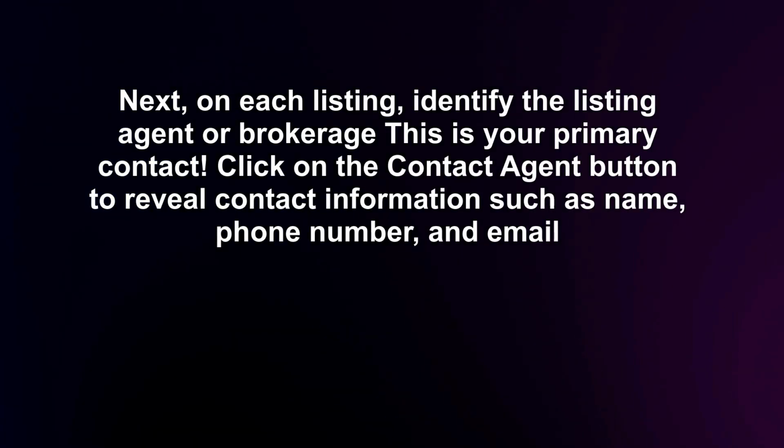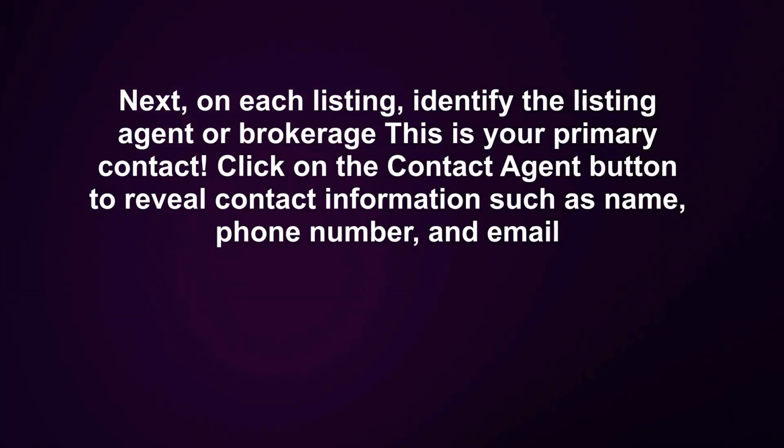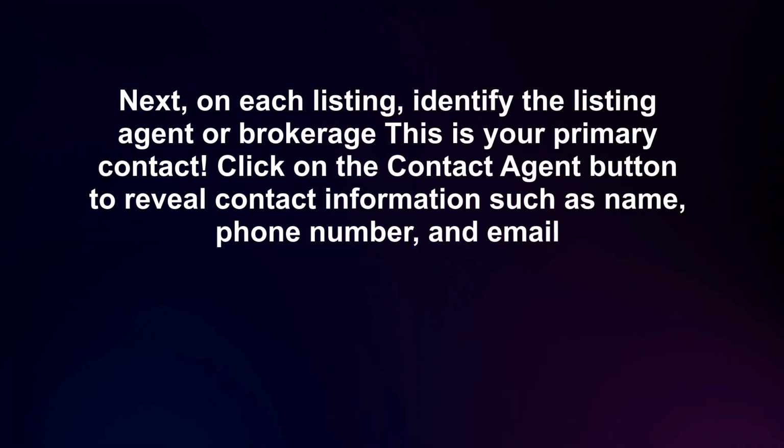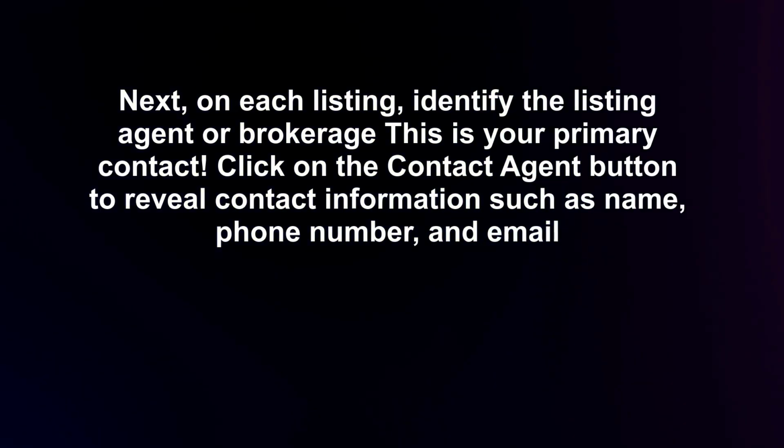Next, on each listing, identify the listing agent or brokerage. This is your primary contact. Click on the Contact Agent button to reveal contact information such as name, phone number, and email.